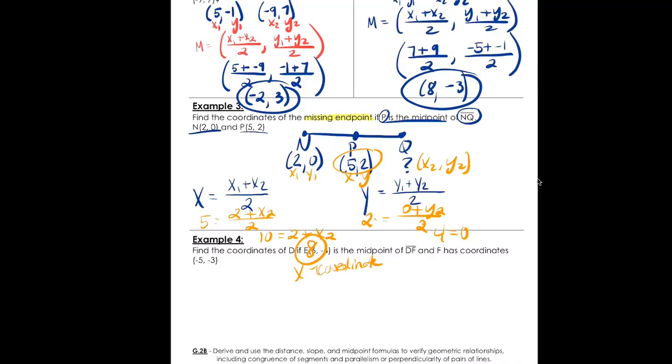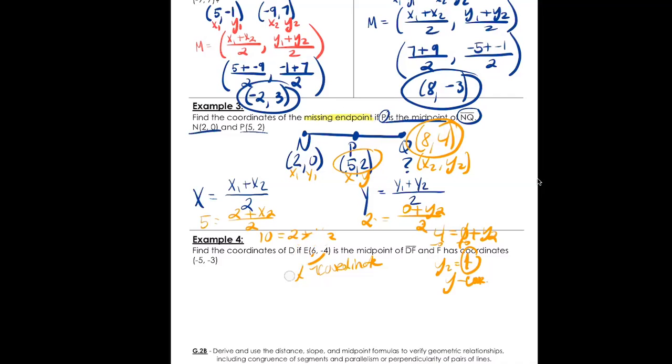On this other side, 2 times 2 is 4. 4 equals 0 plus y2. If you subtract 0 on both sides, you're going to get y2 equals 4. That's going to be your y coordinate. So the answer for this is 8, 4. So if you have an endpoint at 8, 4, and another endpoint at 2, 0, the midpoint has to be 5, 2.